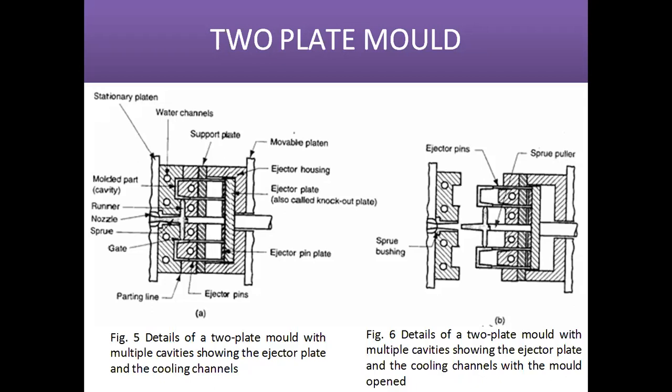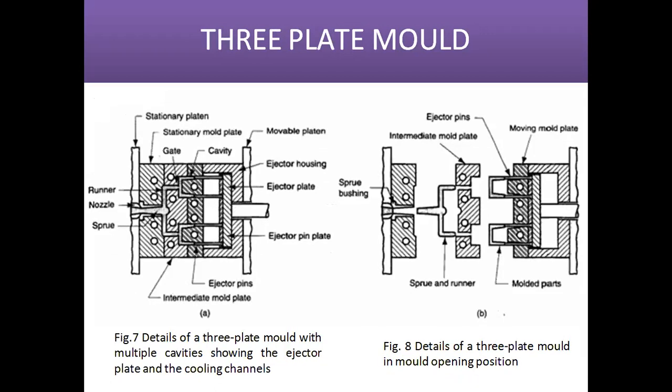And another important point is, in two plate mold, the plastic melt will enter into the mold cavity through the gate, which is situated at the side of the mold cavity. Now coming to the three plate mold, you can see that the gate is situated at the base of the mold cavity.